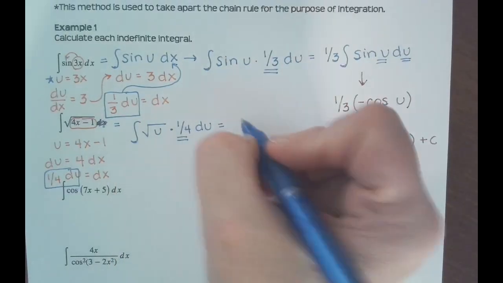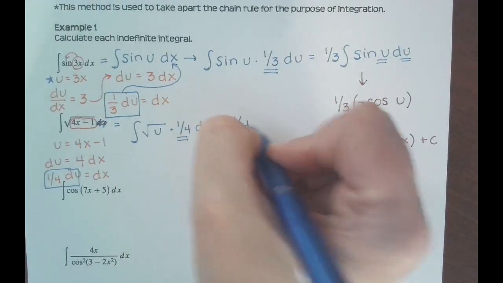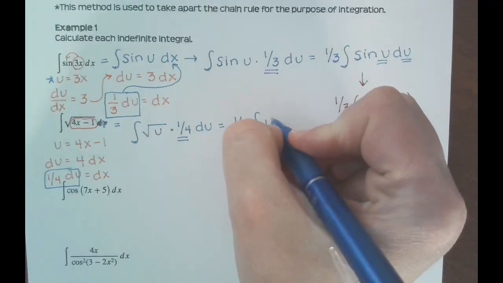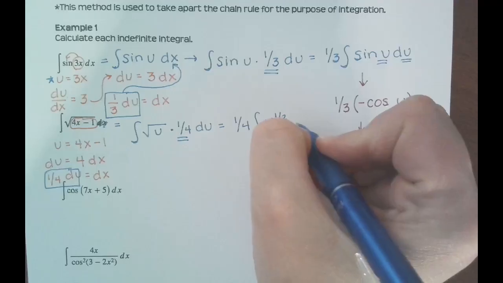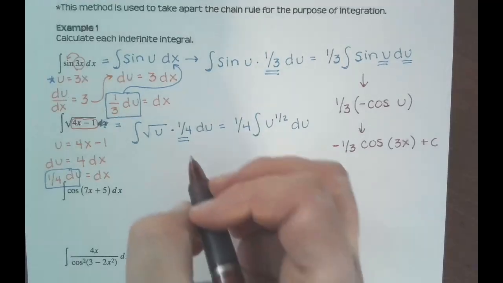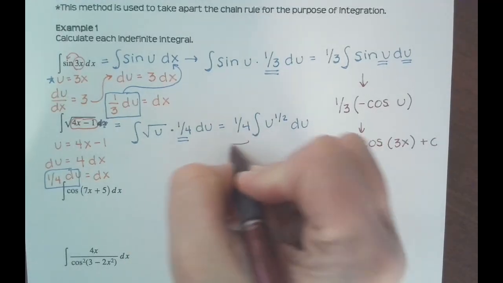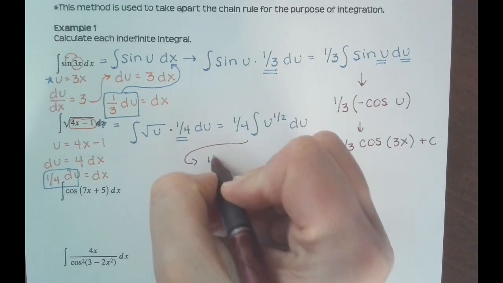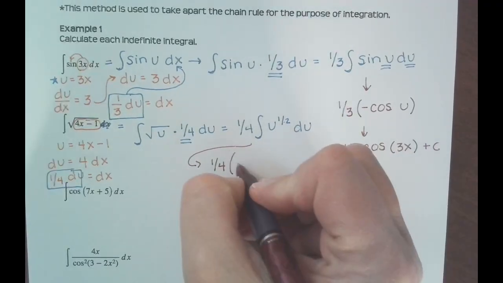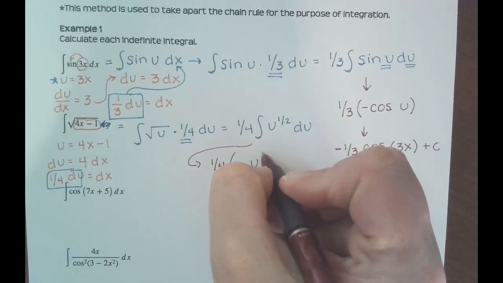That 1/4 is a constant multiple, so I'm going to pull it out in front of my integral. And then I am going to rewrite this square root of u as u to the 1/2 power, because I think that'll be easier to do an antiderivative of. So that's phase 2, right? I rewrote my integral. Phase 3 is let's go ahead and take that antiderivative. So my antiderivative would be, let's see, 1/4. Add 1 to my exponent, so this would become u to the 3/2.